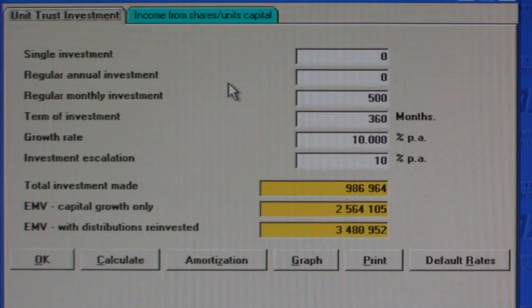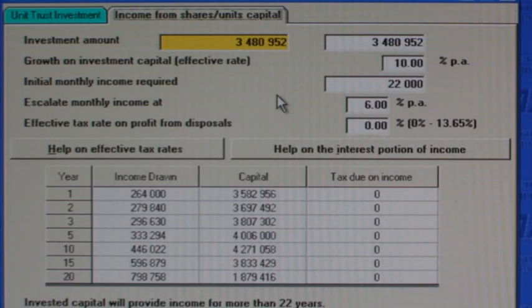Now let's have a look at tab 2. We can see here that drawing as much as 22,000 Rand a month inflation linked, this income would last for more than 22 years. And 22,000 Rand a month is 44 times more than we contributed every month when we started this investment.